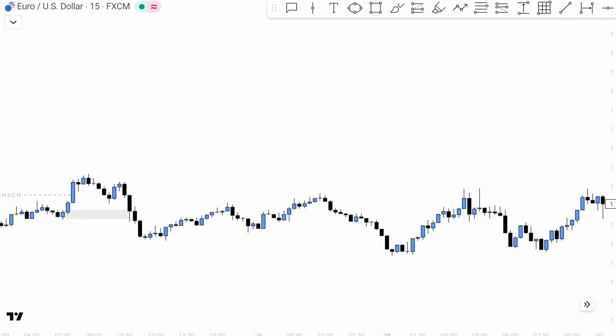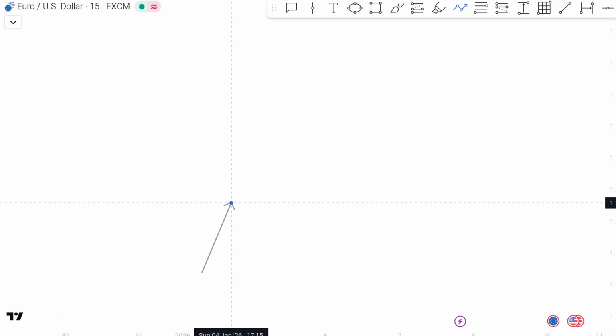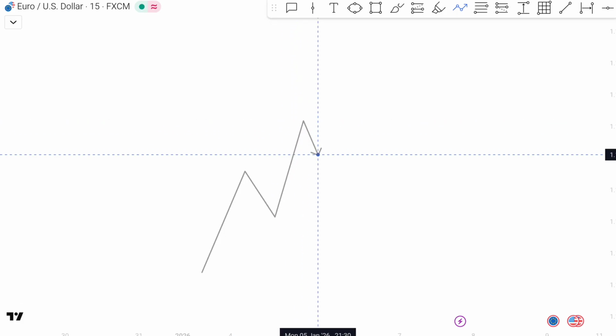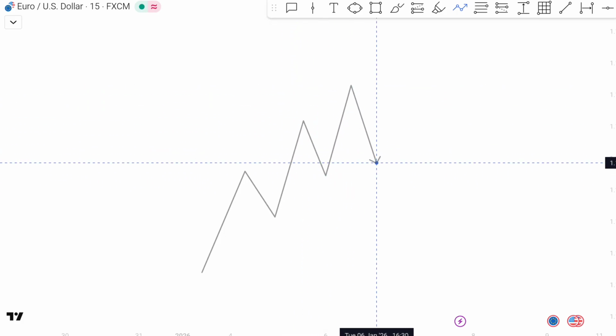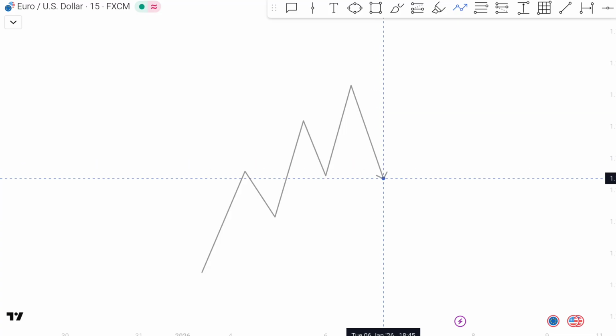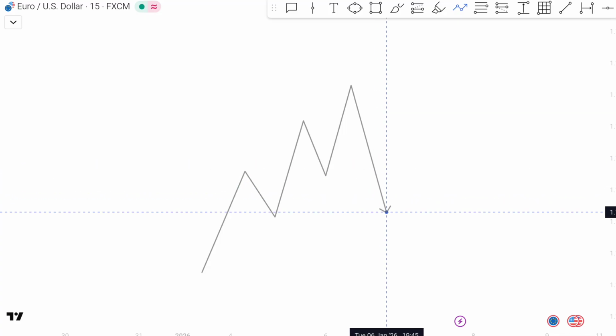The real structure is something different. As we can see, the real structure is when the market is moving to the upside and creating higher highs and higher lows, then nothing is a break of structure till this point. Why? Because the market hasn't taken the liquidity, and whenever the market doesn't take the liquidity, then we cannot say that this is a higher high or a higher low.